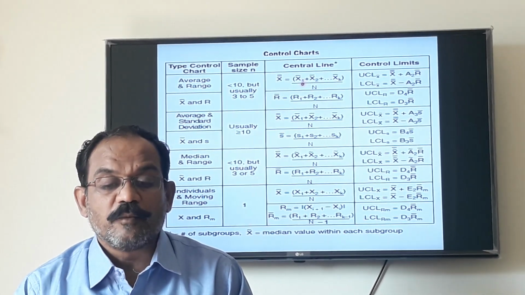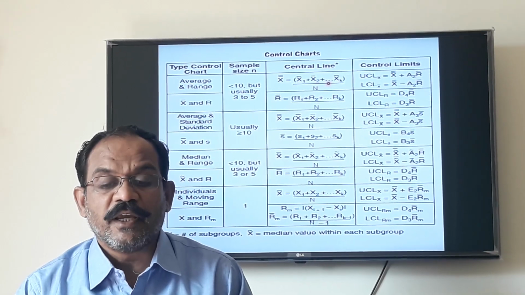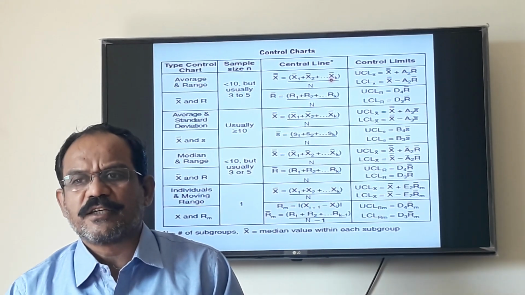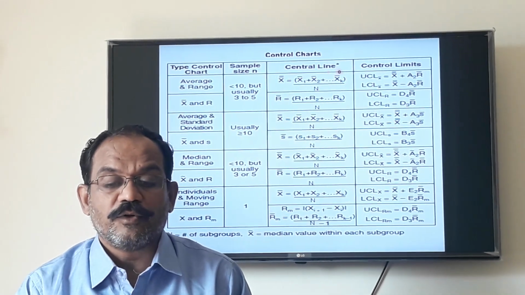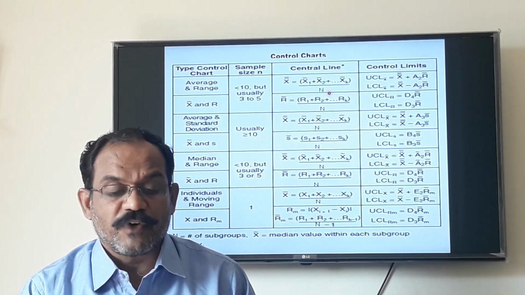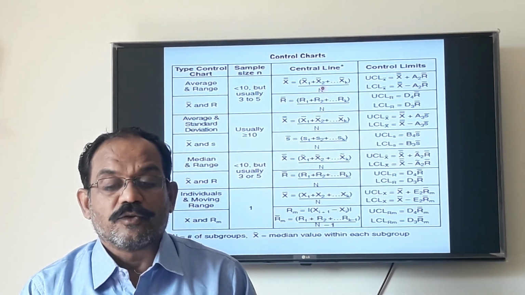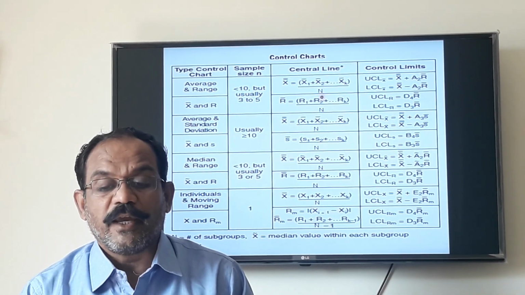X double bar is nothing but X1 plus X2 plus X3 up to Xn, where small n is the subgroup size. Suppose I have taken 5 samples, so the subgroup size n is 5. So X double bar is X1 plus X2 plus X3 and so on, divided by n.